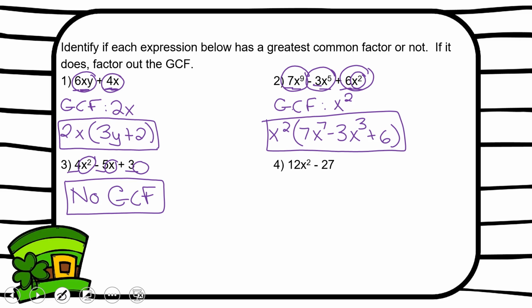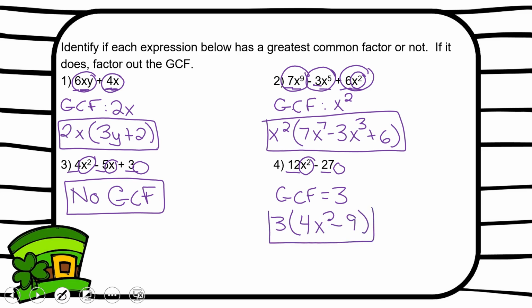Okay, number 4, 12 and 27. Well, those are both divisible by 3. And then x squared and no x's means the GCF is only a 3. And then divide each piece by it, and we would be left with 4x squared minus 9. And that's how you factor and identify a GCF.